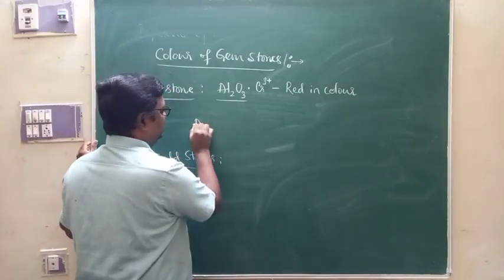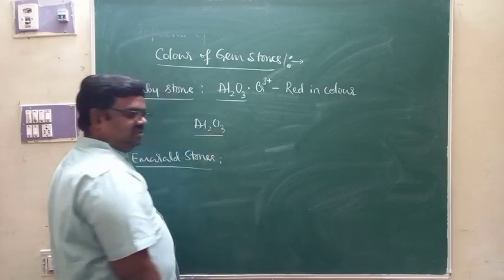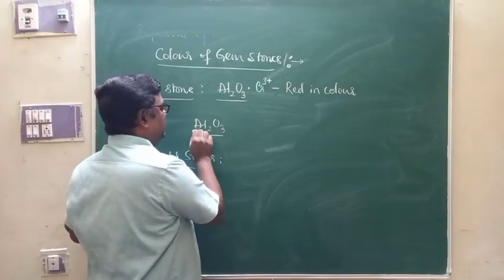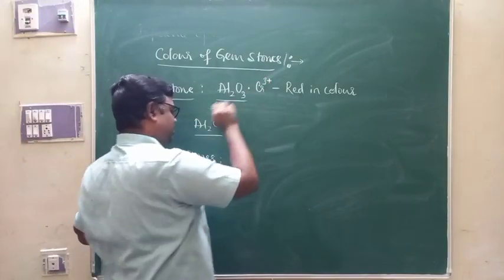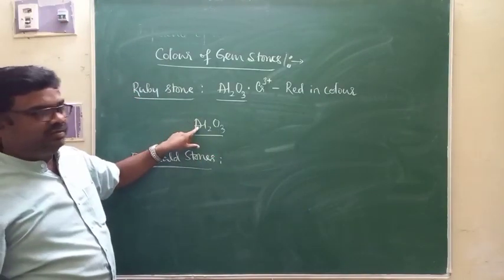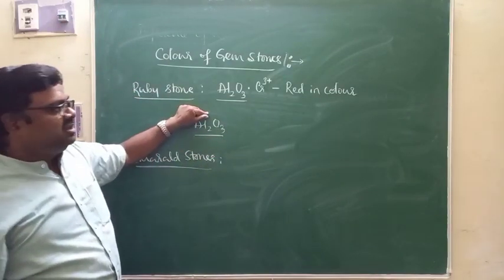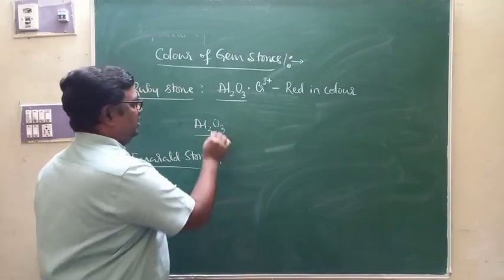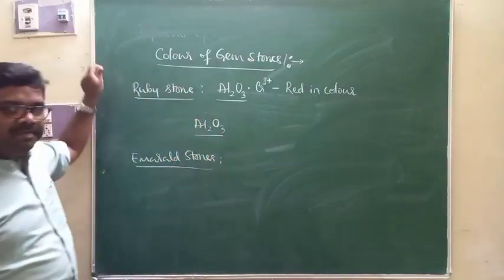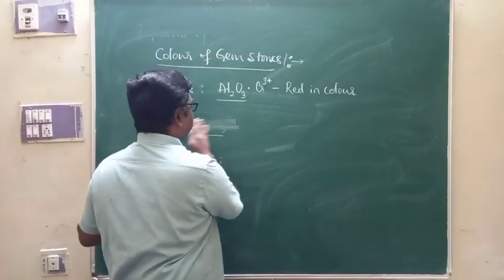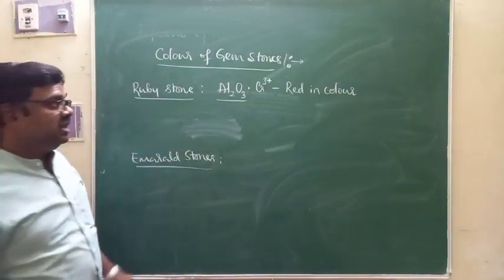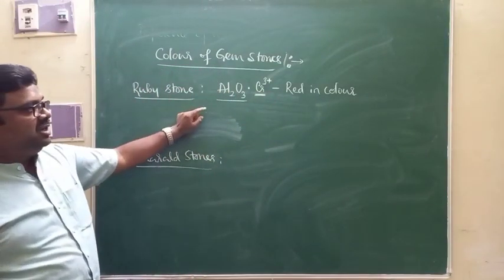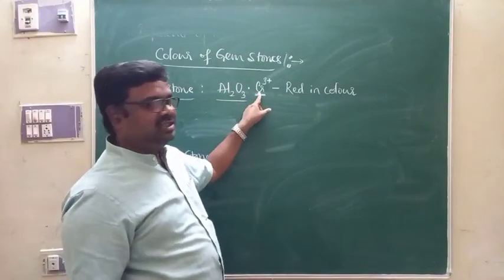As far as pure Al2O3 is concerned, pure Al2O3 is a colorless crystal. And this pure Al2O3 is associated with impurity Cr3+ ions. If this pure Al2O3 is mixed with Cr3+ ion impurity, then it will get red color. Why is the ruby stone characterized by red color? That is due to the presence of Cr3+ ions in the lattice of alumina.